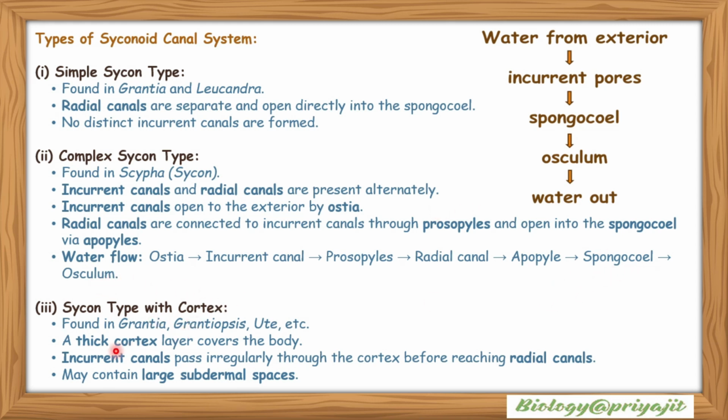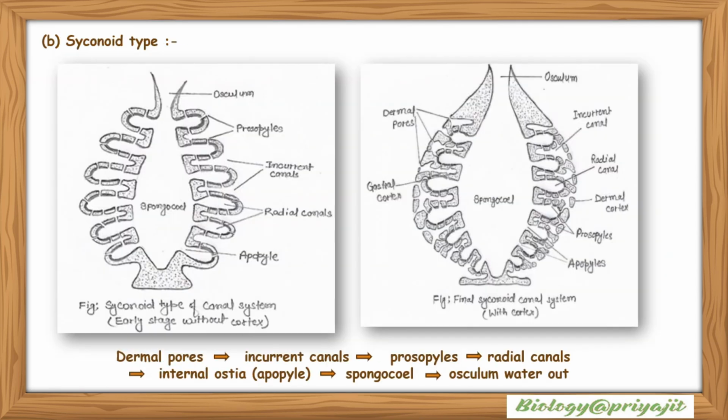Sycon type with cortex is found in Grantia, Grantiopsis, Uteopsis, etc. A thick cortex layer covers the body. The incurrent canals pass irregularly through the cortex before reaching the radial canal. It may contain large subdermal spaces.